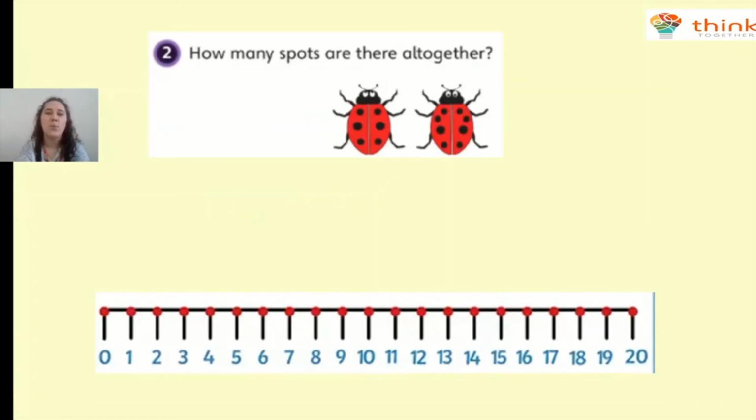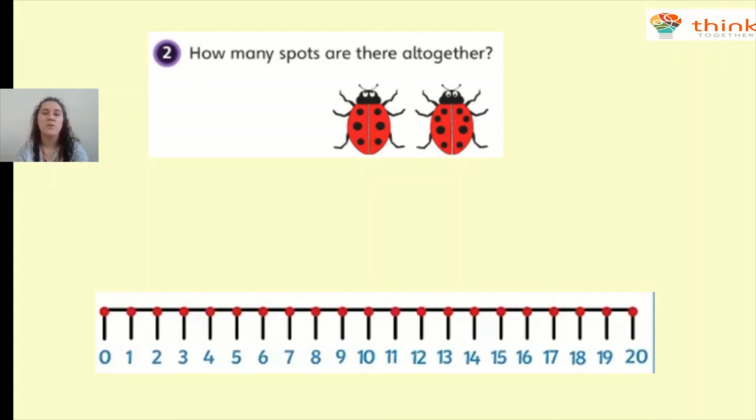Right, let's do one last one. This question says, how many spots are there altogether? The first thing we're going to need to do is find the numbers for our number sentence. So see if you can spot the numbers that we are going to be using. Have you done that? Incredible.